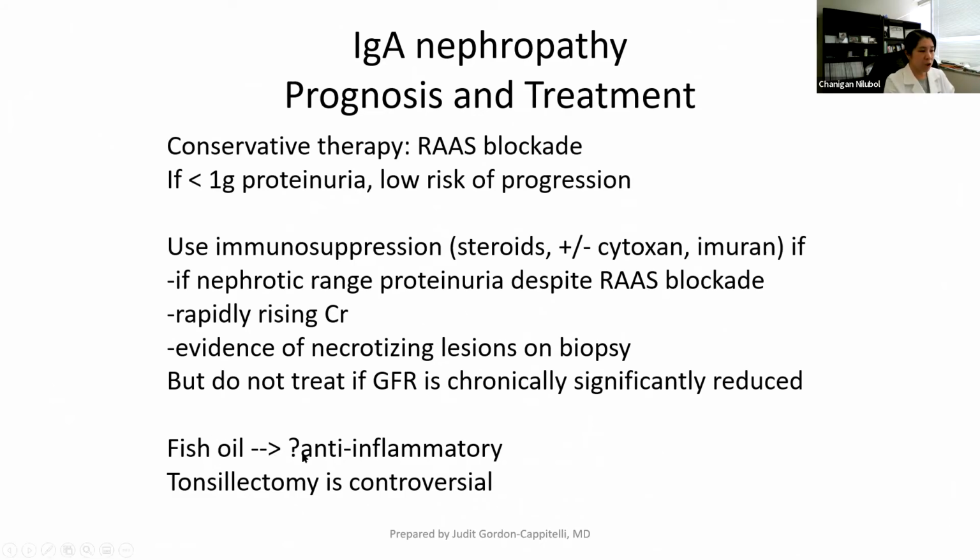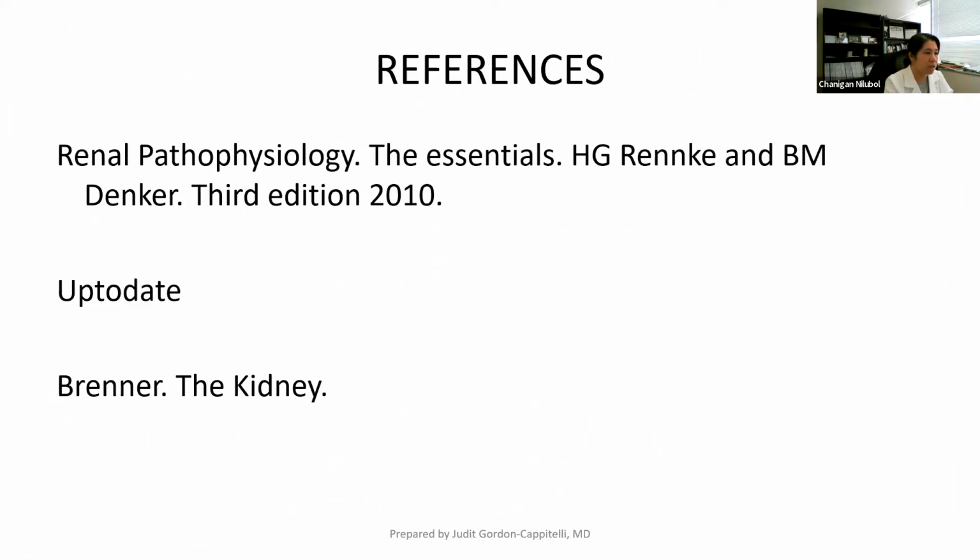Fish oil has been shown to have some benefit, most likely because of its anti-inflammatory effect, but we're talking about 12 grams of fish oil, which is a lot. Patients don't like to take that much fish oil, because the breath smells horrible, so a lot of them don't want to. Tonsillectomy is controversial. It may be done in patients who repeatedly have URI, which seems to precipitate IgA nephropathy or a flare of the disease.